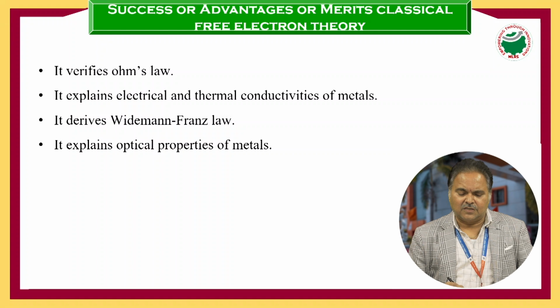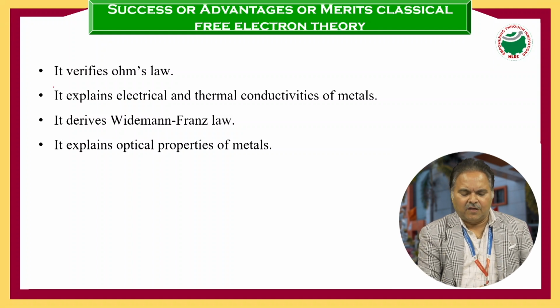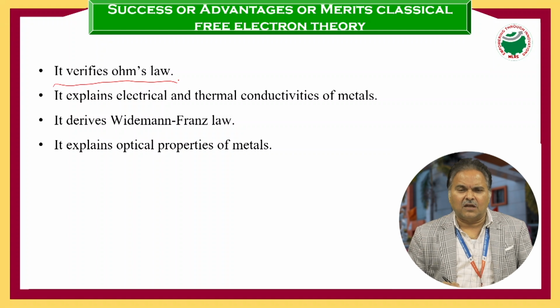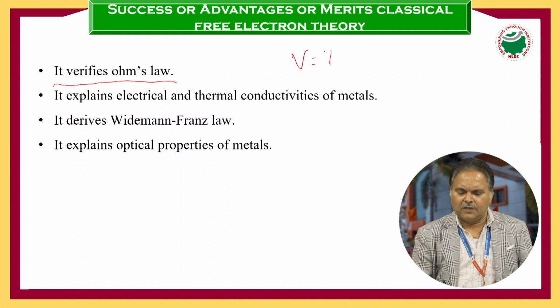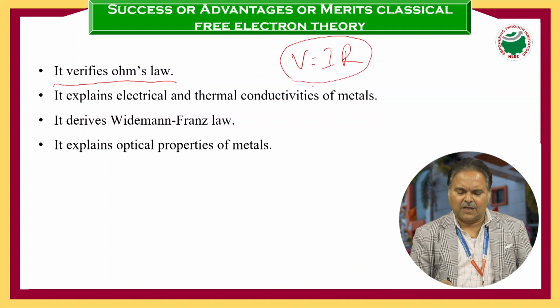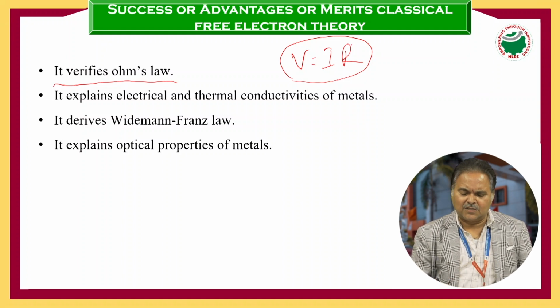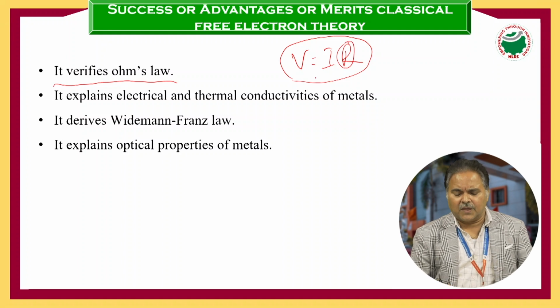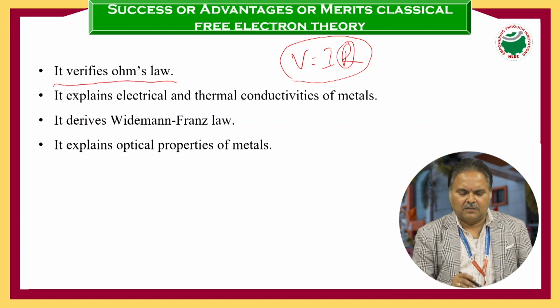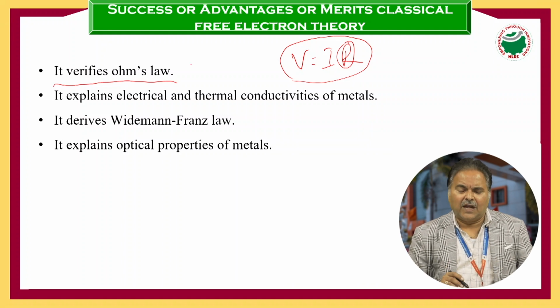With those observations, what are the successes of this free electron theory? The success of free electron theory is that it verifies Ohm's law. Ohm's law, we all know, is V equal to IR. This formula is followed by metals, because if you apply more voltage, you will get more current. That means the resistance will be decreased. So this type of equation is followed by metals, which means it verifies Ohm's law. That is one advantage of this free electron theory.